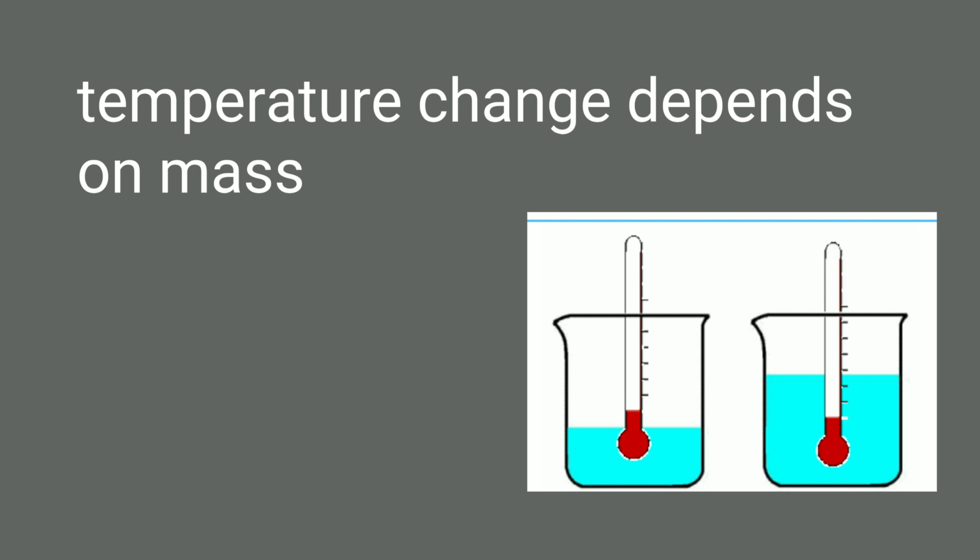Before we solve any heat equations, let's look at the factors that affect the change in temperature. The first factor is mass. If we try to heat up both of these beakers on the same hot plate or stove, obviously the beaker with less mass will change temperature faster than the beaker with more mass.